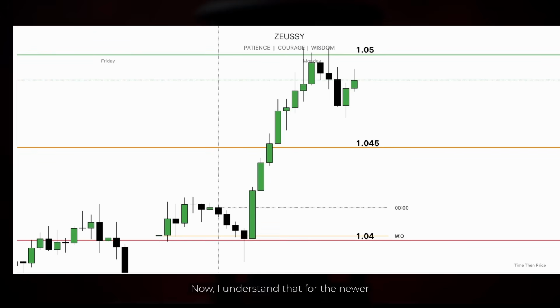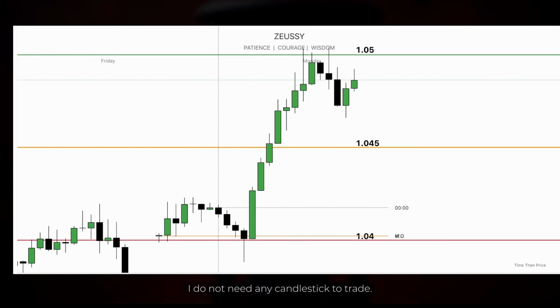Now, I understand that for the newer students of my mentorship, this is likely a bit confusing because this right here is a logic which isn't based on any price patterns at all. All that I'm looking for is how the market is reacting to these key levels, and based upon that, I can gauge the order flow. And that's a very important insight which I would like you to take away from this lecture, and that's why I'm putting emphasis on it.